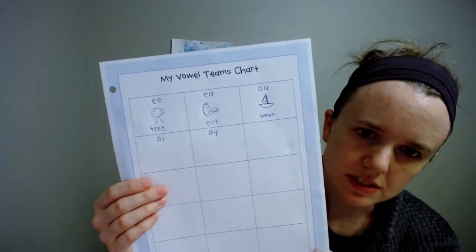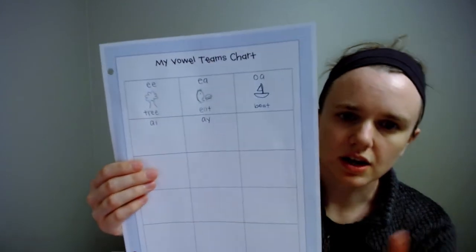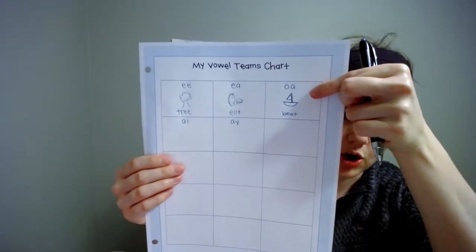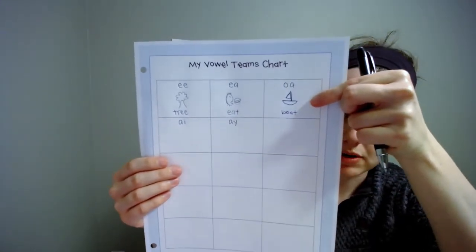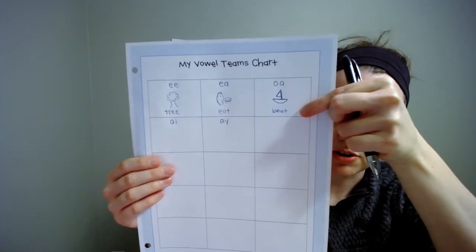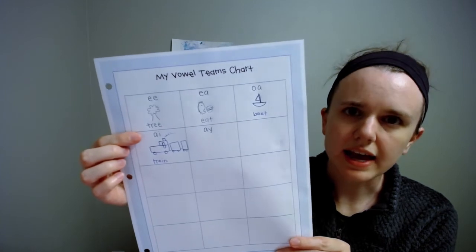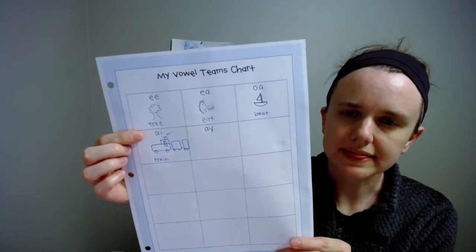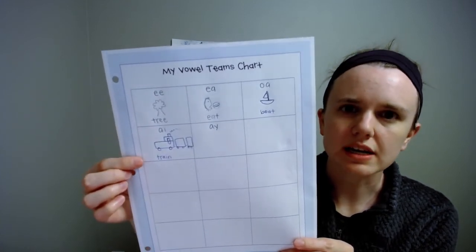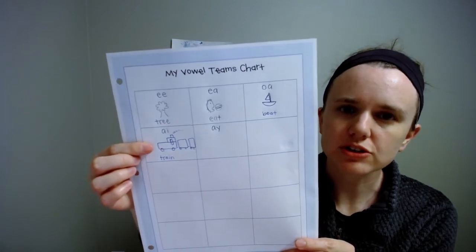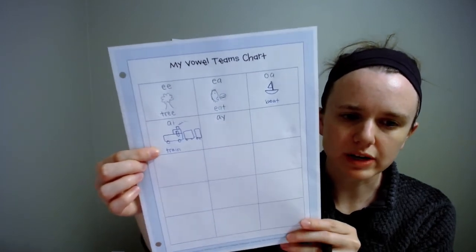Eat. So this one says O. OA says O, like boat. So I drew a picture of a boat and the word boat, B-O-A-T. Our next vowel team is AI. AI says A, often in the middle of a word, like train. Train. So I drew a picture of a train and I wrote the word train.